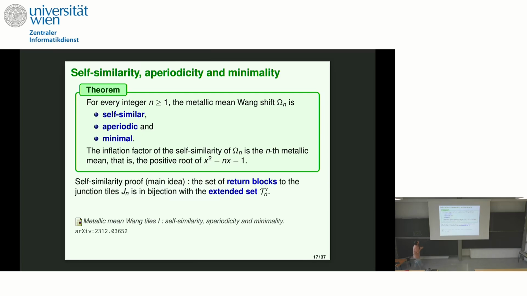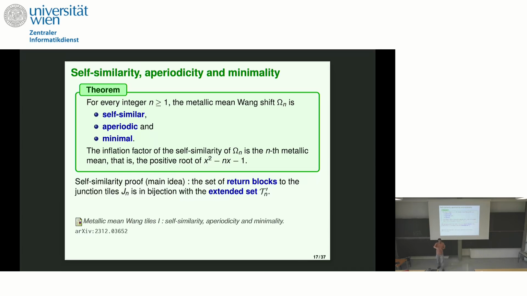And from this you conclude as a corollary that it's aperiodic. It's minimal. So Janel-Rao is not minimal, Carré is not minimal, Kulik is not minimal, this one is minimal. It's nice. And the inflation factor of the self-similarity is the nth metallic mean. So this is why we call it like this. It's related to the metallic mean. And here is a reason why you need the extended set. Very nice. Self-similarity. You want to prove this?